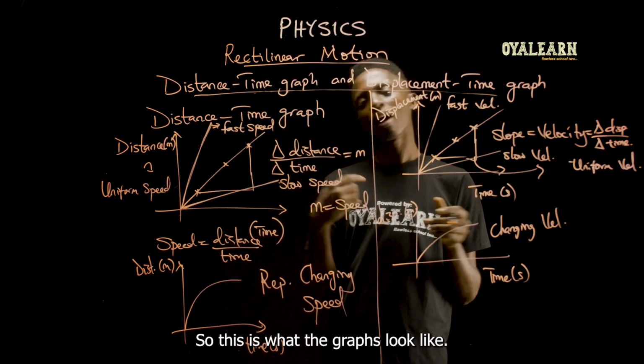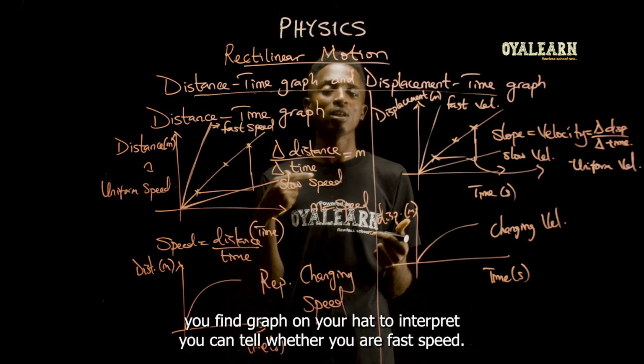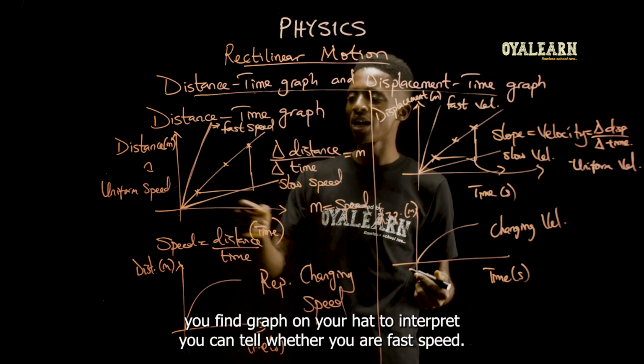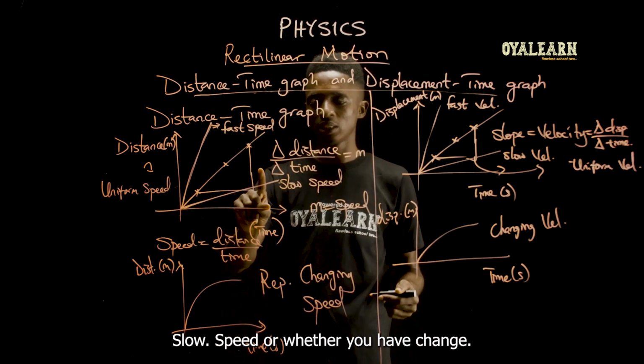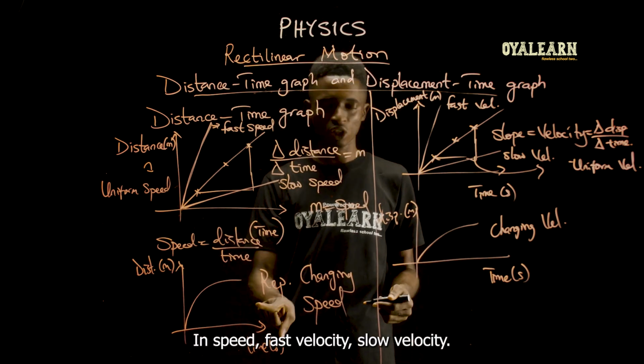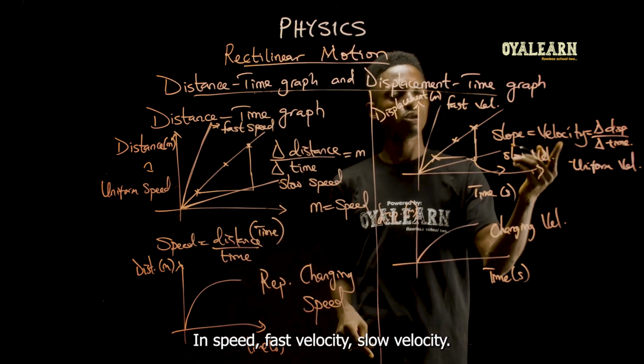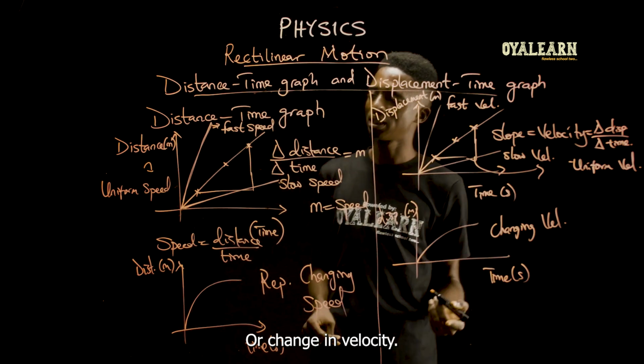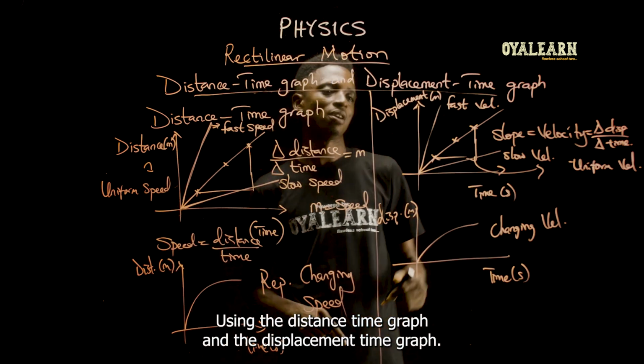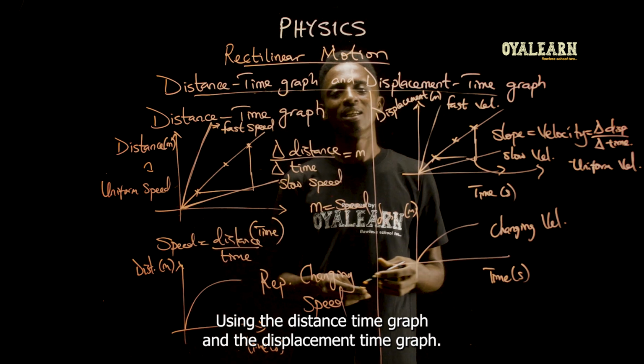So this is what the graphs look like. So in case you find a graph and you're asked to interpret, you can tell whether you have fast speed, slow speed, or whether you have changing speed. Fast velocity, slow velocity, or changing velocity using the distance time graph and the displacement time graph.